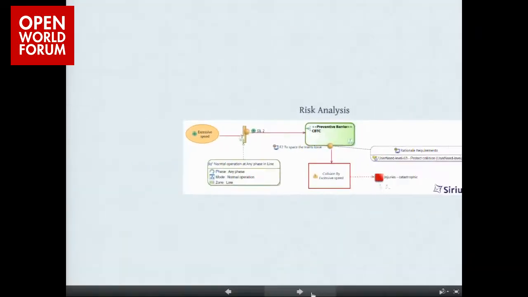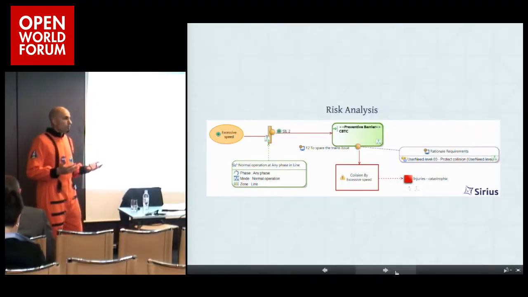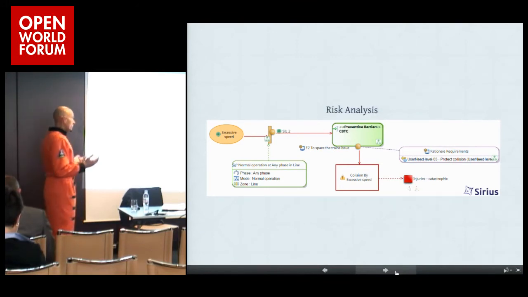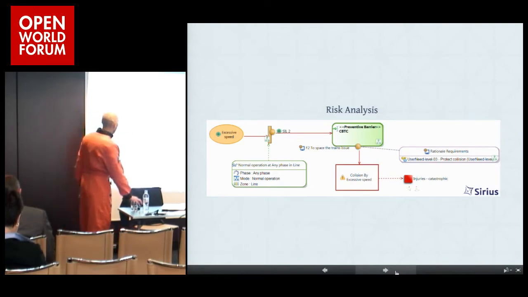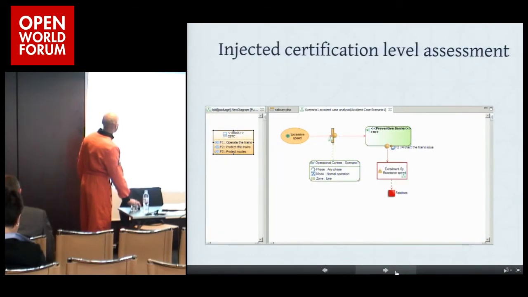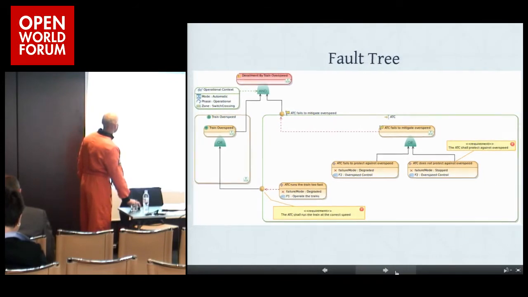So what has been done there? We just sat with the guys of Alstom asking them, okay, how do you do your drawings? What do you want to tell when you're drawing this kind of diagram or this kind of diagram? And we made a designer out of it with their specific concepts. Here you see the hazards, the potential issues, and what they call preventive barrier. And there is a model behind that. You have certification level assessment here. You can design fault trees.